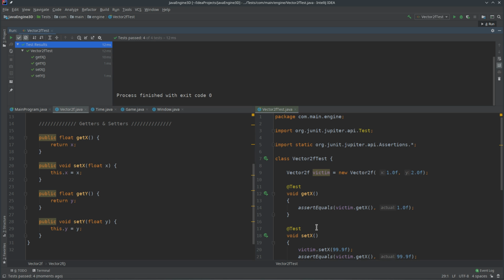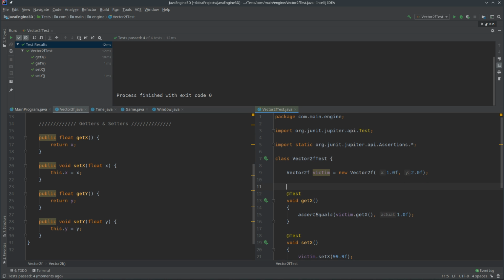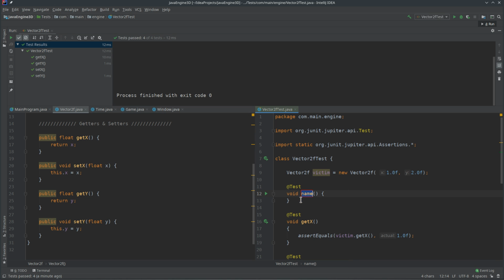Now, you might say, but the constructor, why would you test that? Indeed. So what I would do now is an alt insert, generate a test method. There we go. The name of the test method I'm going to call constructor.